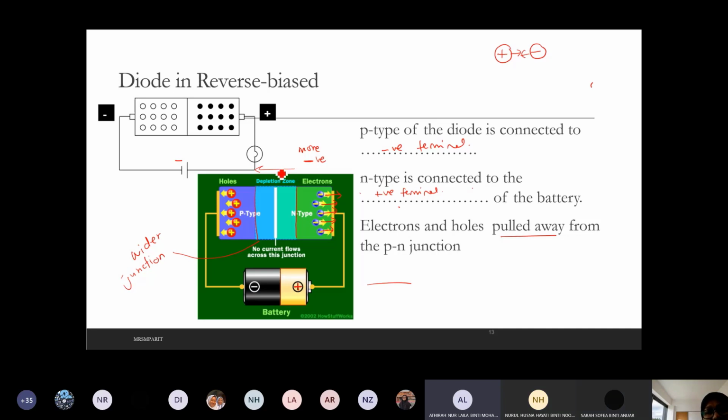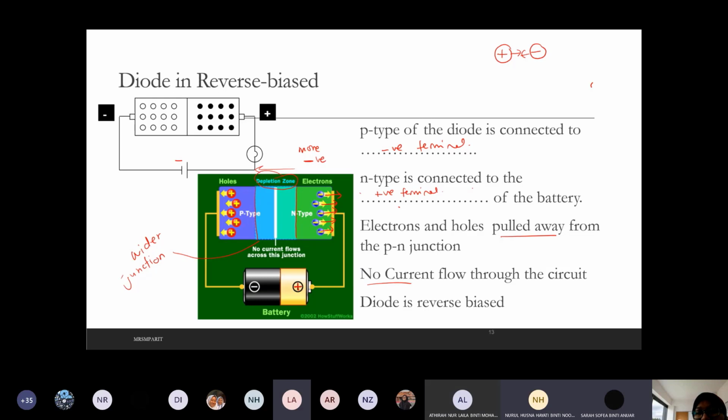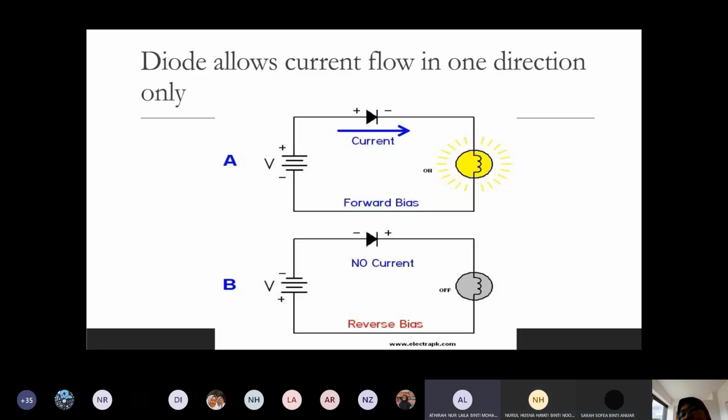Okay, and sometimes kita panggil junction ni adalah depletion zone. So you need to know these two terms. Okay, so diode is reverse bias and then diode will not light up. So ini another example. This is another way you can draw.